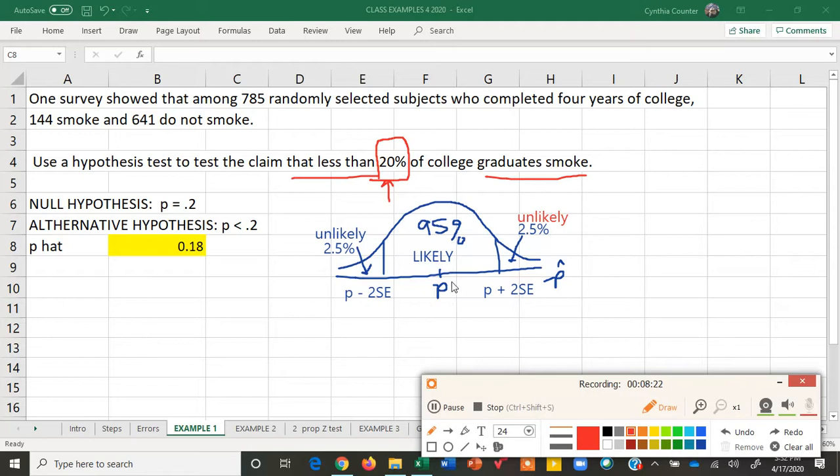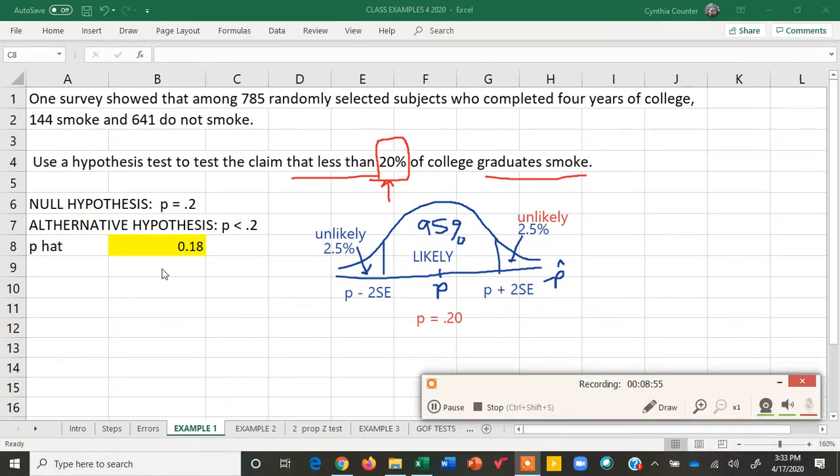So here, this sample proportion P, we're going to assume equals the 20%. So we are assuming that P equals 0.20. That is our assumption. So under that assumption then, the likely values will be within 2 standard errors of this 0.20. So let's see, what is the standard error for this problem?